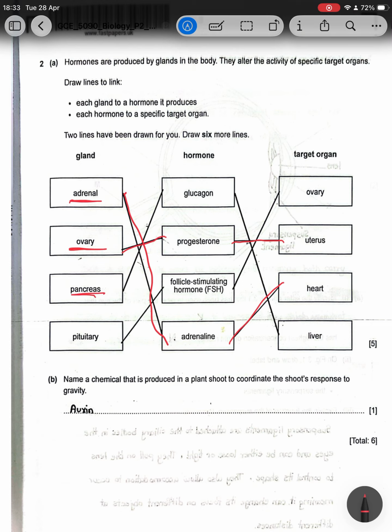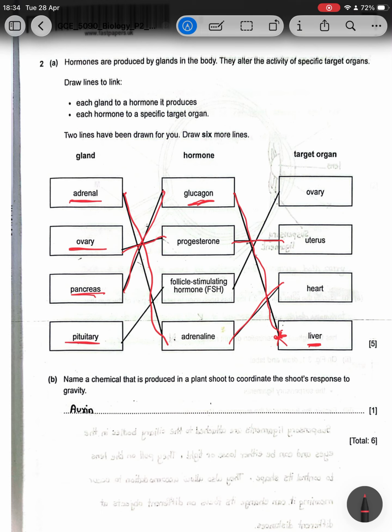Next we have pancreas, which produces glucagon, and the target organ is the liver. What glucagon does is it converts glycogen into glucose when our blood sugar levels are low, and it's important to not confuse this with insulin, which converts glucose into glycogen. And the target organ for this is liver because this is where assimilation of digested food occurs. So this is where glucose is produced.